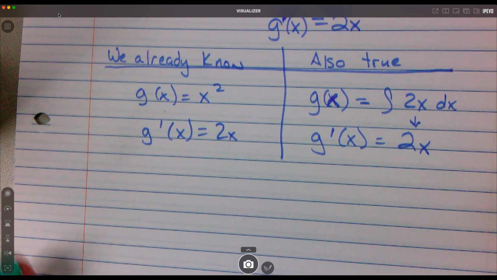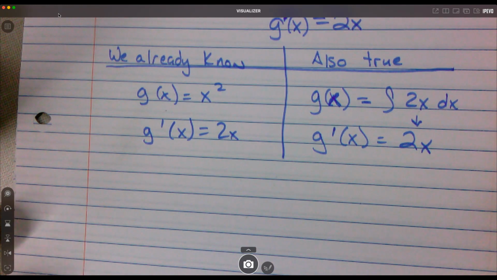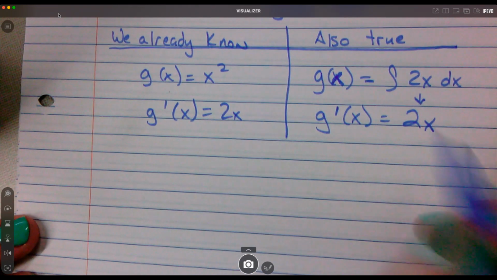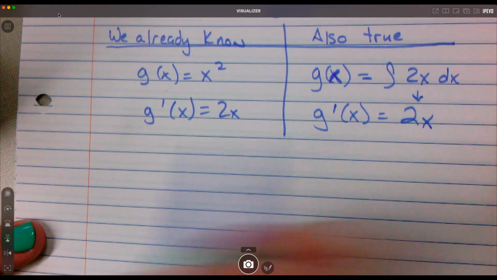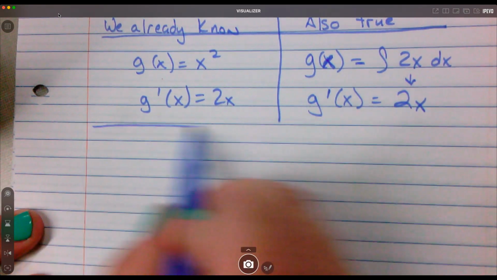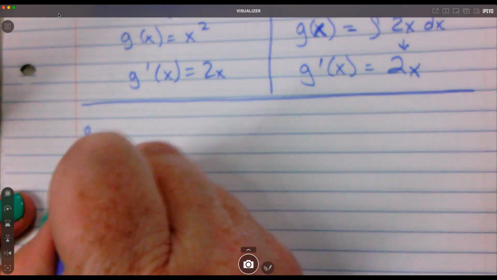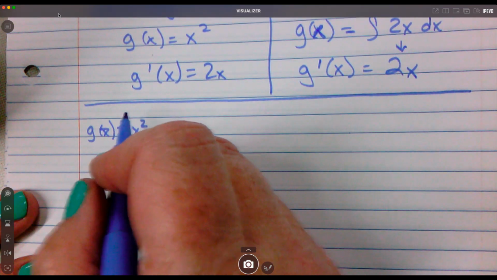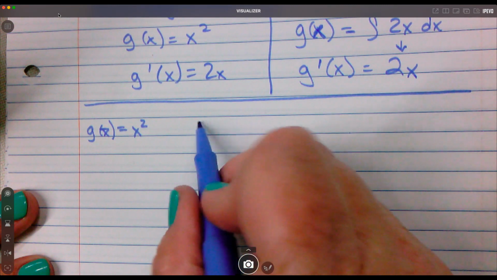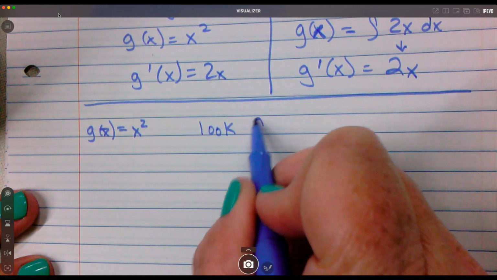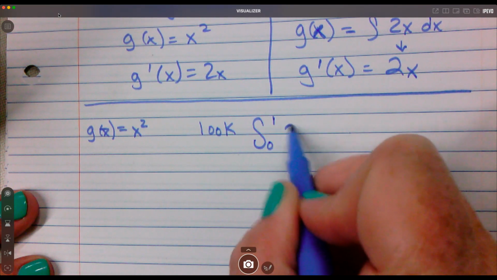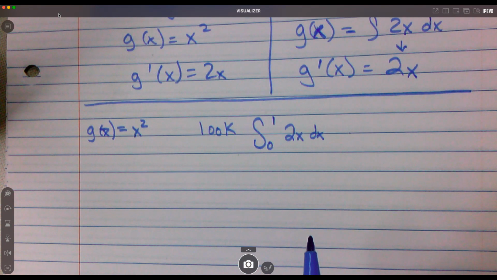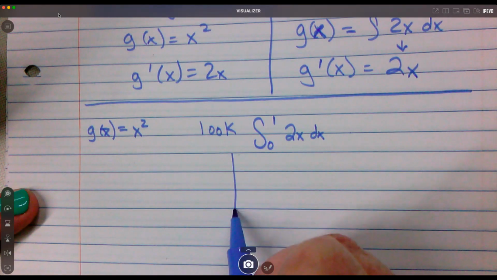Okay, we have one more step on this to go. The way an integral defined function looks is that it looks like a function built from an integral. So there's kind of a little new part to this. Again, we're talking about g of x equals x squared. And then let's look at its counterpart. So let's say that we had the integral from 0 to 1 of 2x dx. And let's think about what that would look like.